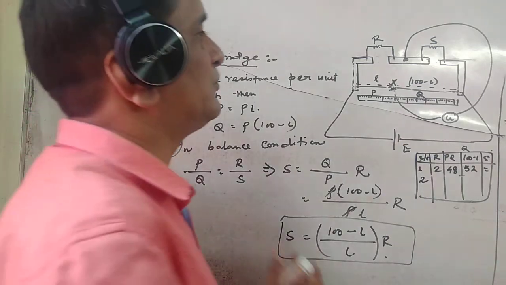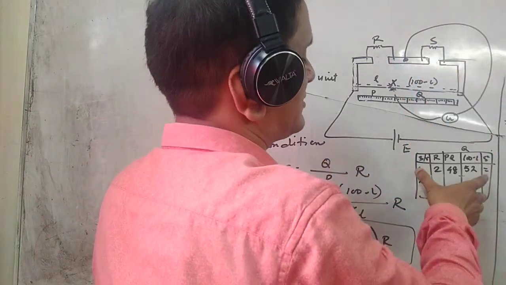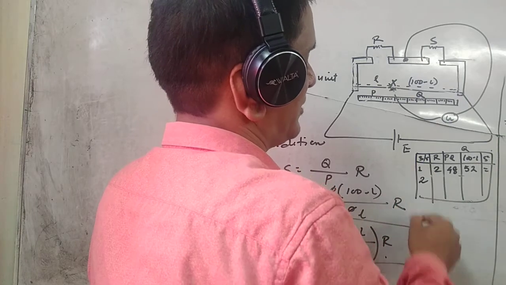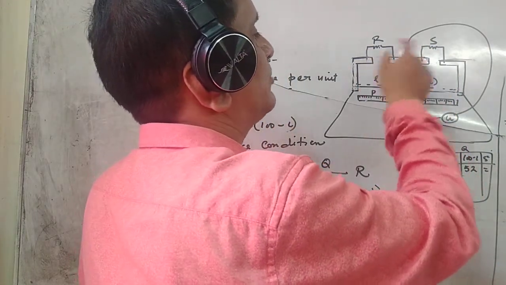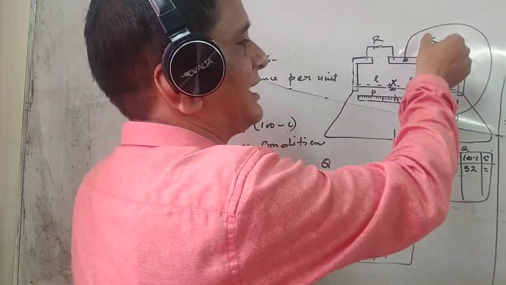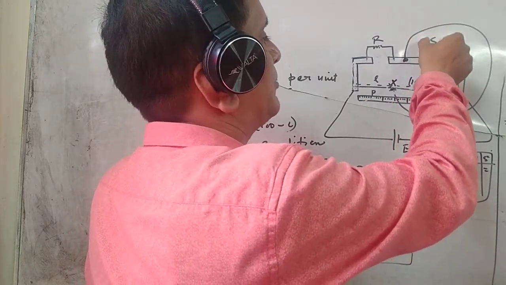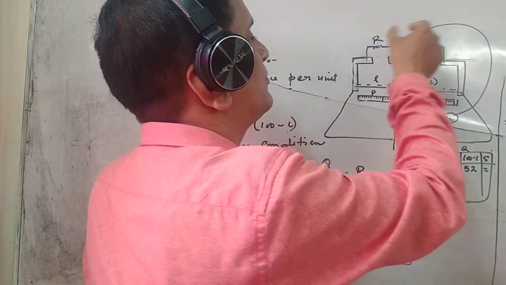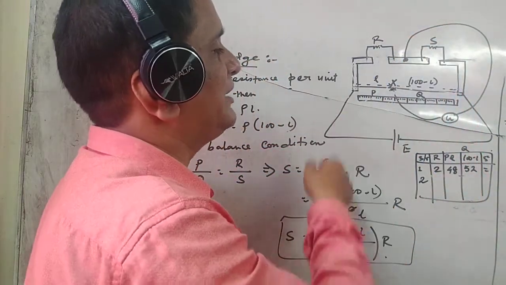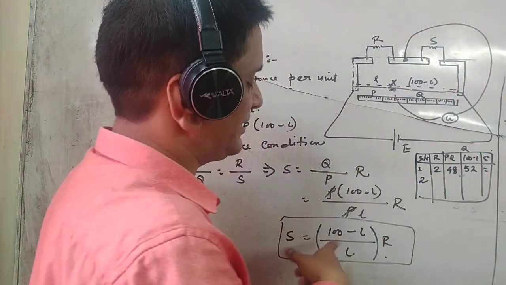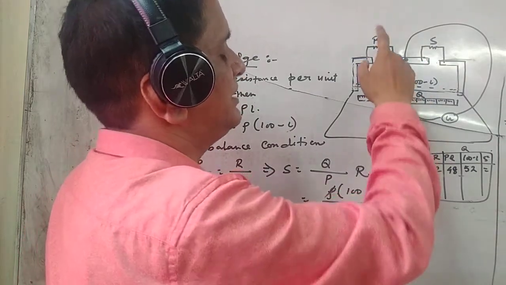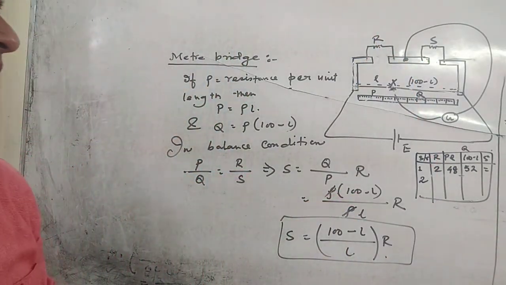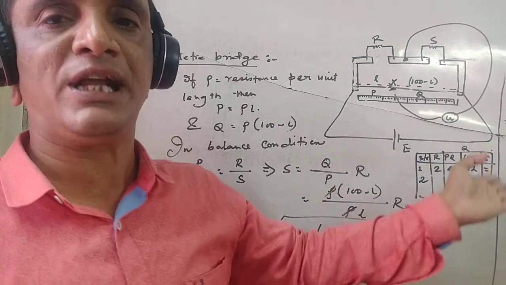But what another thing we can do, after doing this one, this is the first case. What is the second case? We will interchange this one. We will put this one here. In practical, I am talking about the experiment. We will put here S and we will put the R here. Then again, when we use this one, the formula will be what? L by 100 minus L into R, because we have already shifted this one. In that case, again we will do the same with the experiment.